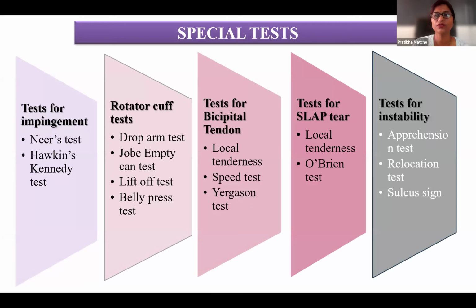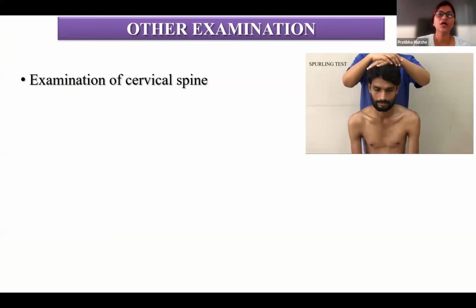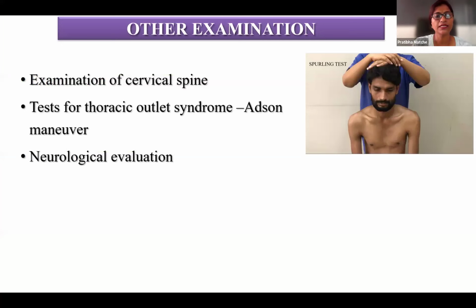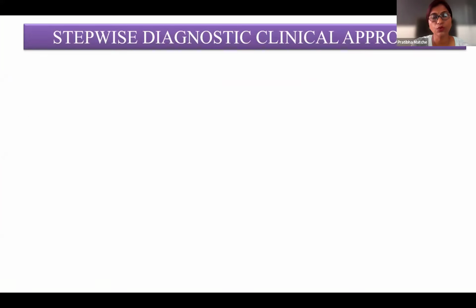So I'm not going to go into the details of the tests, but you need to understand the sensitivity and specificity of the test. And you also have to correlate with the history and examination, and the next I'm going to come to is the diagnostic blocks and the musculoskeletal. So it has to be an overview, which will decide the diagnosis. You have to do other examinations, like examination of the cervical spine, the Adson's maneuver for thoracic outlet syndrome, a thorough neurological evaluation, and sensory examination of the upper extremity, so that you can rule out other causes.